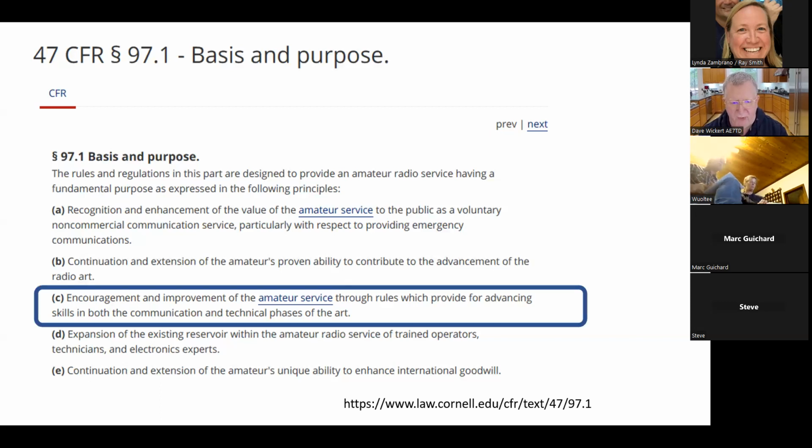But for most of the rest of the world. So the answer to the question is to provide rules and regulations that help advance the development of skills in the communication and technical phases of the art, becoming better and better amateur radio operators.